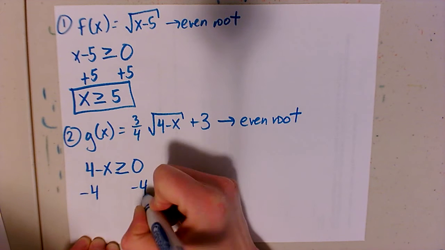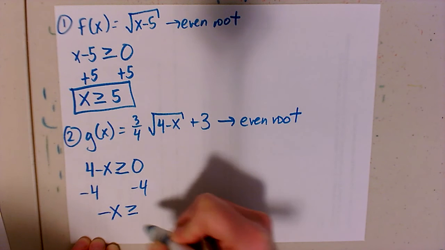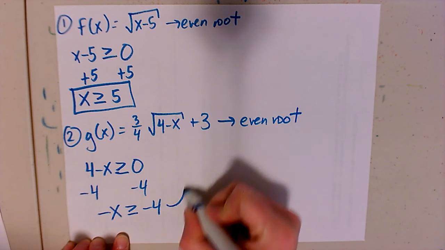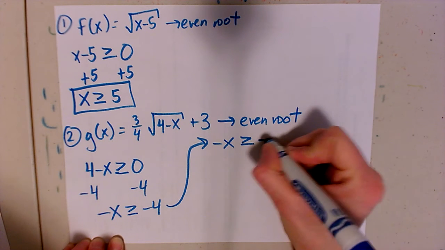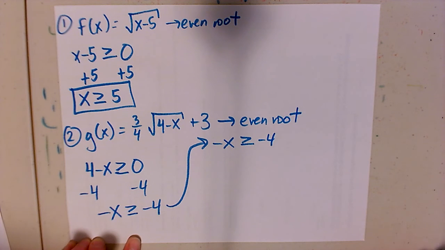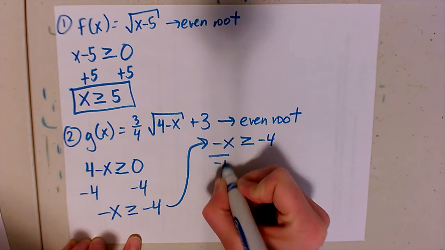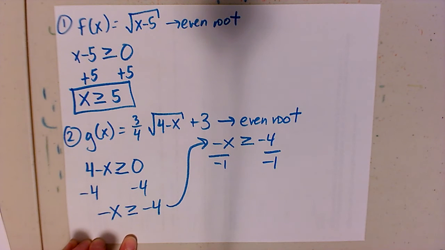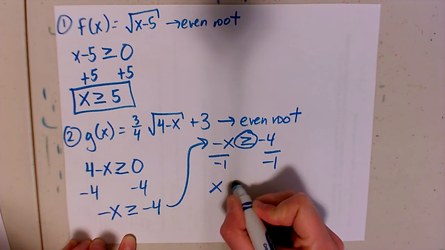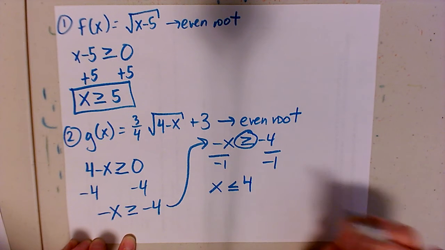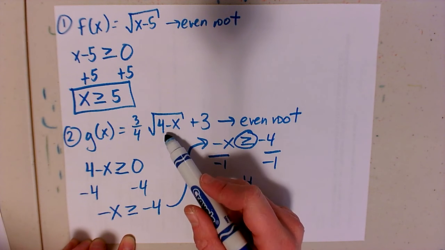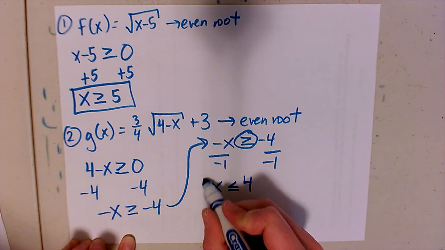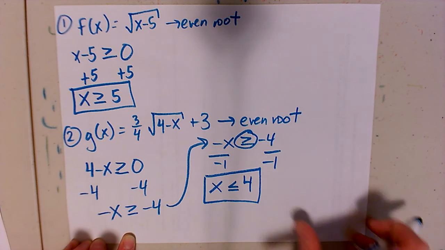So minus 4, negative x is greater than or equal to negative 4. I need a little more room to work, so I have negative x is greater than or equal to negative 4. I really want a positive x, so I'm going to divide everything by negative 1. And when I do that, I'm going to have to flip that sign. So I'll get x is less than or equal to positive 4. Any number less than or equal to positive 4, if you plug it in here, is still going to have a positive. It still works out. So that's our answer, and we're all done.